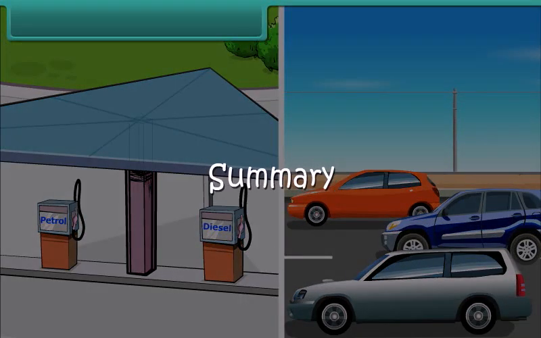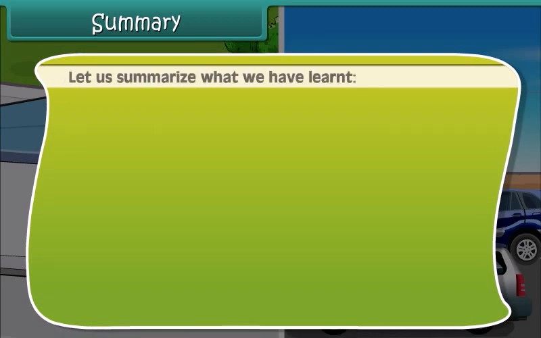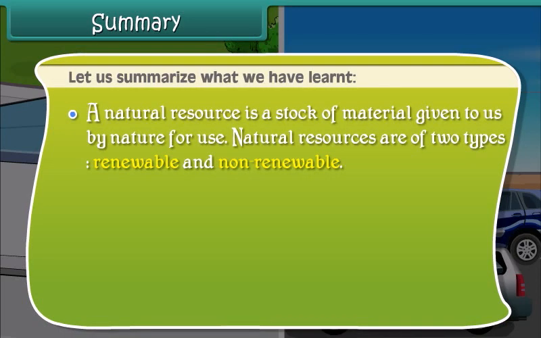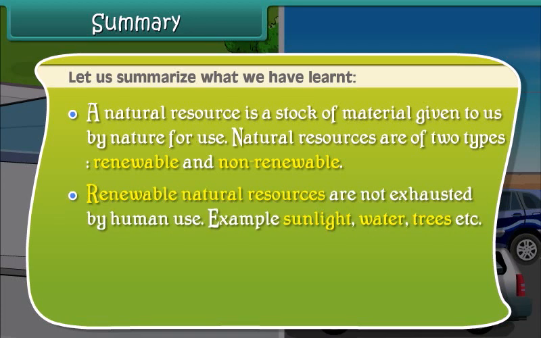Summary. Let us summarize what we have learned. A natural resource is a stock of material given to us by nature for use. Natural resources are of two types, renewable and non-renewable. Renewable natural resources are not exhausted by human use. Example, sunlight, water, trees, etc.